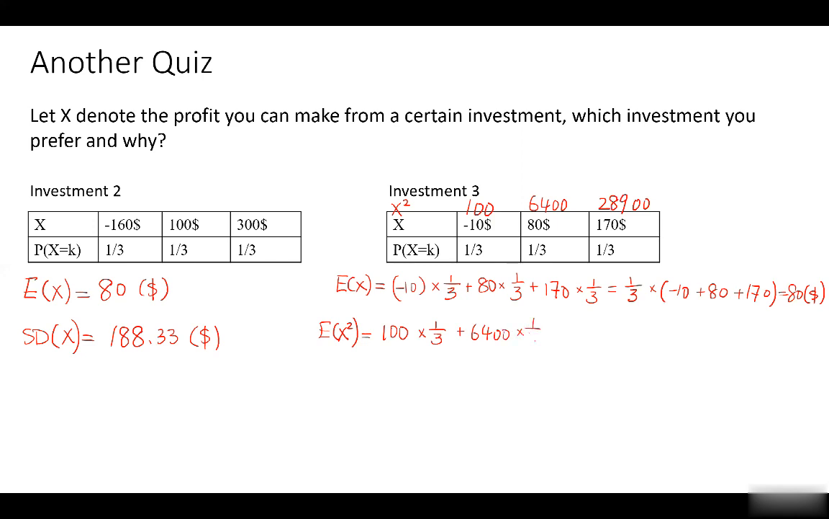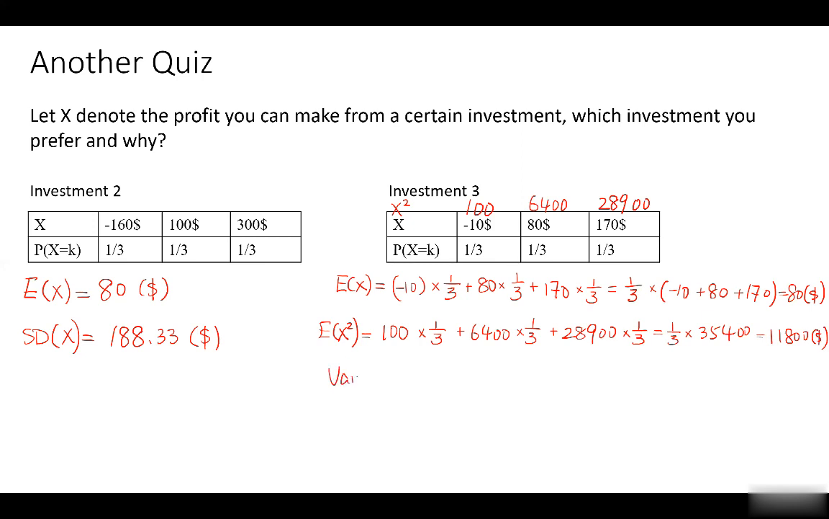So the expected value of X squared is 100 times 1/3 plus 6400 times 1/3 plus 28900 times 1/3, right? And again, we can put 1/3 in front. Let's calculate what's left in the brackets. This is 35400, right? Okay, so this is the expected value of X squared.